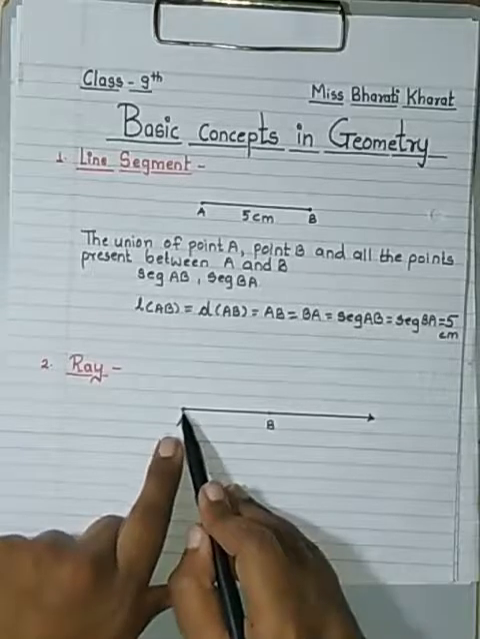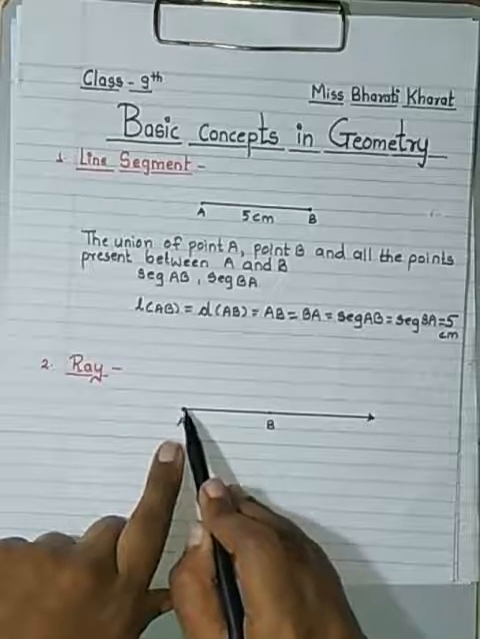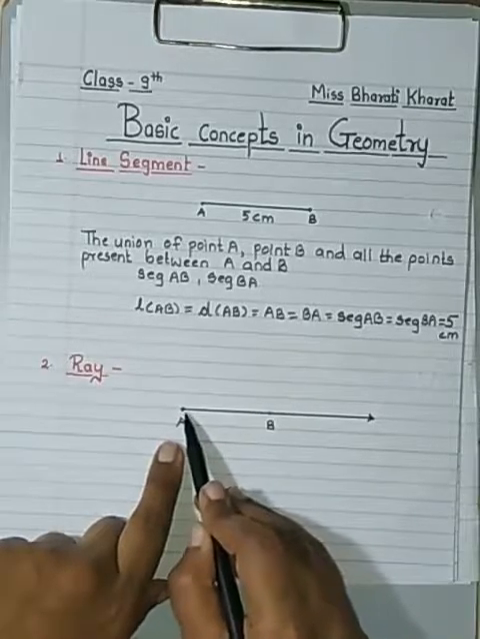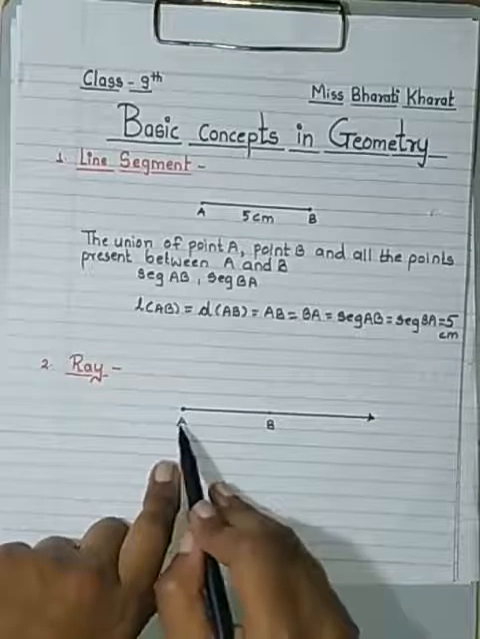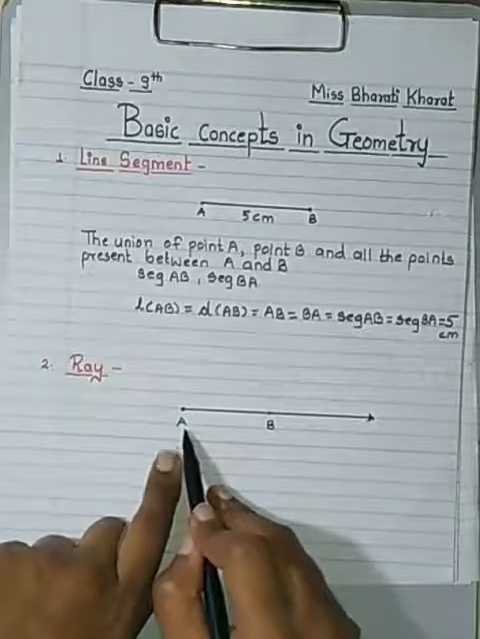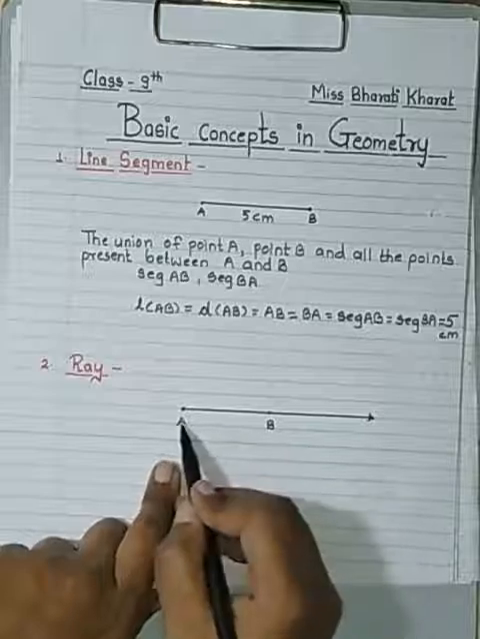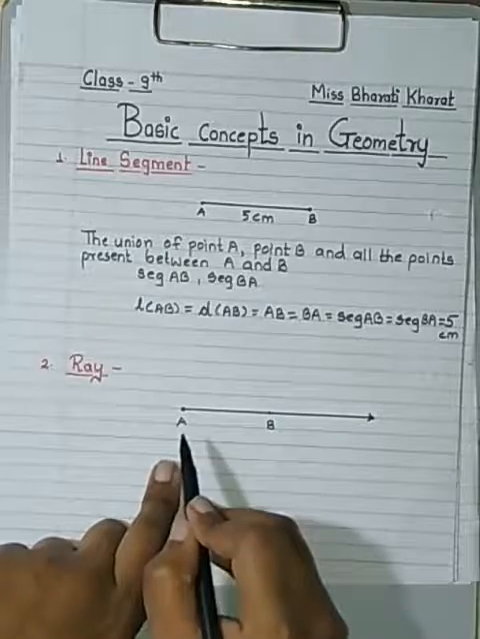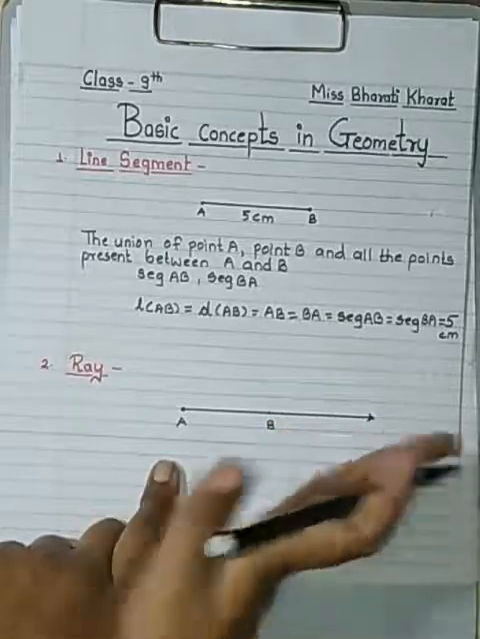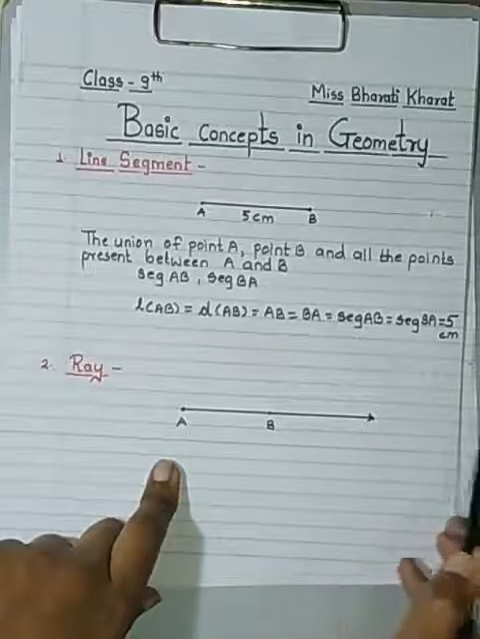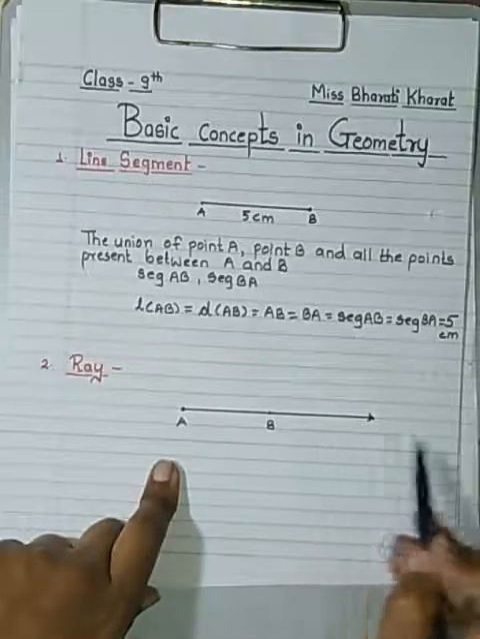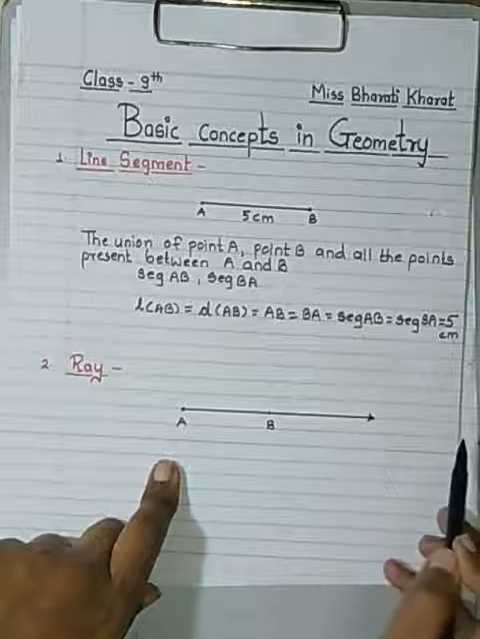It has one end point. You can see only one end point is given over here. A ray has only one end point. We call it the initial point or starting point, and it goes infinitely in one direction. You can see this ray is moving on infinitely in one direction.